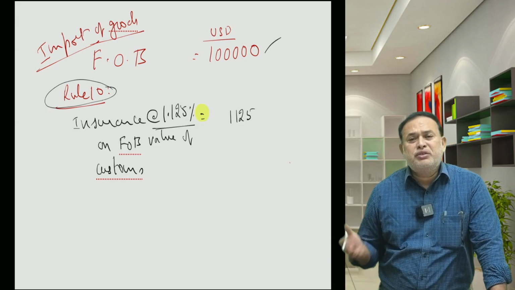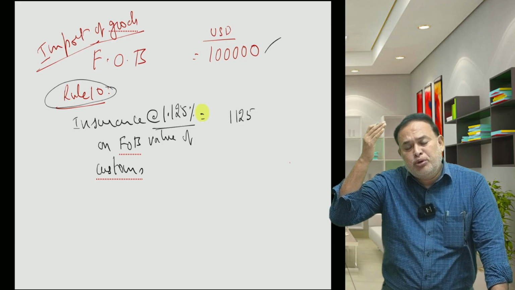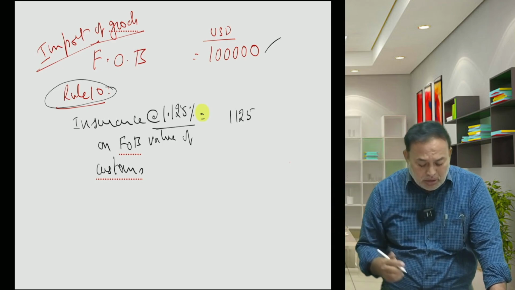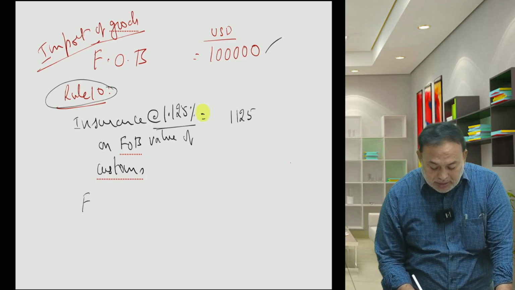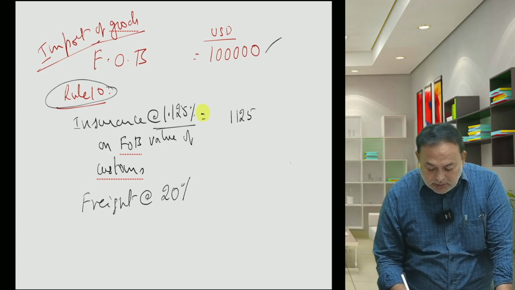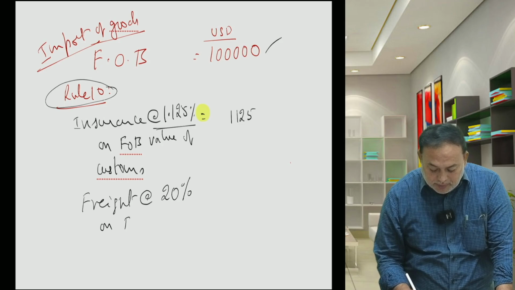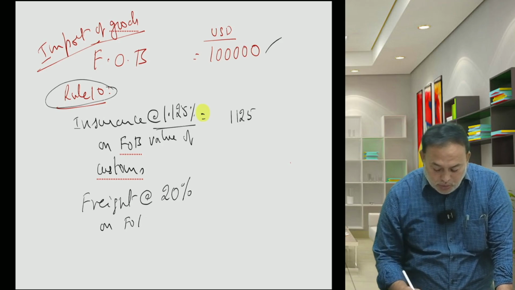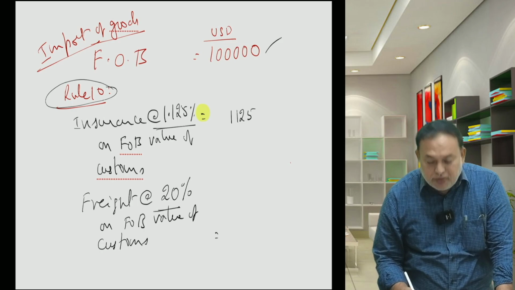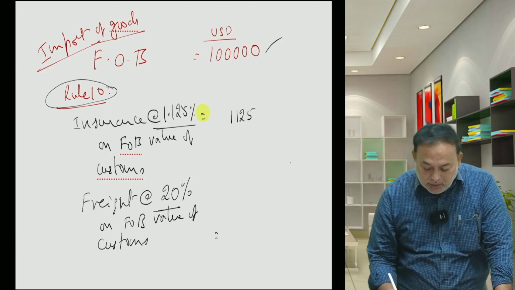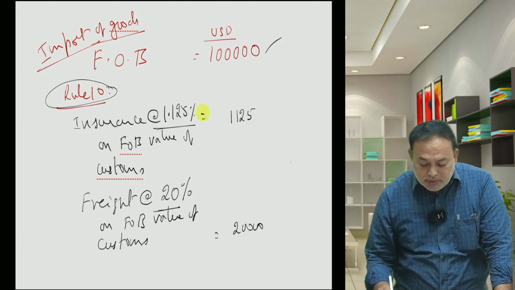Freight is not known. Which freight? Sea freight from the exporter country port to the importer country port is not known. Therefore, we should know by rule number 10, freight is available in percentage, which is at the rate of 20% again on the FOB value of customs. 20% from rule number 10 on FOB value 1 lakh, which is 20,000.